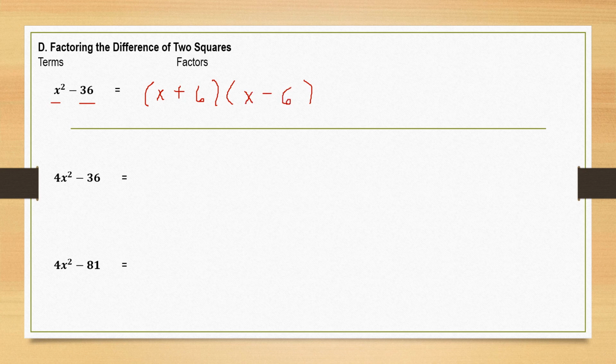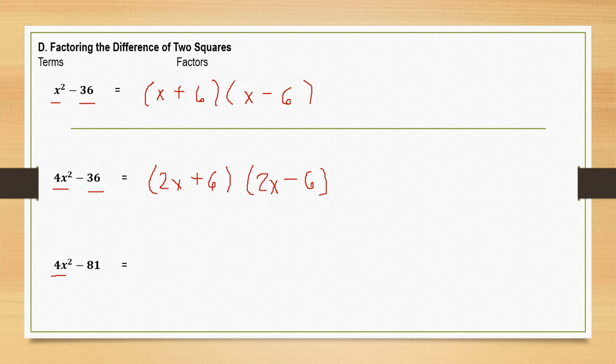Next, we have 4x squared minus 36. So this is 2x and 2x. Sum and difference, the square root of 36, we have 6. So the factors are 2x plus 6 and 2x minus 6.